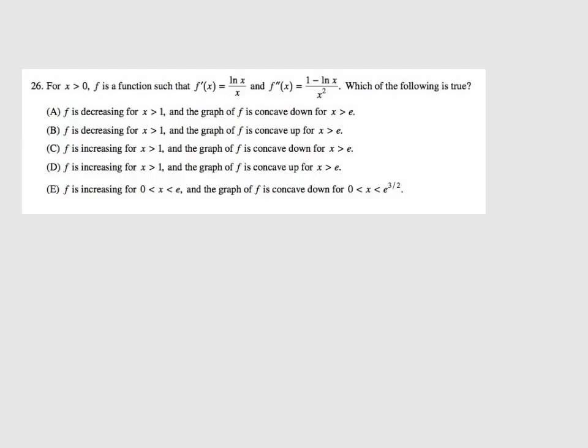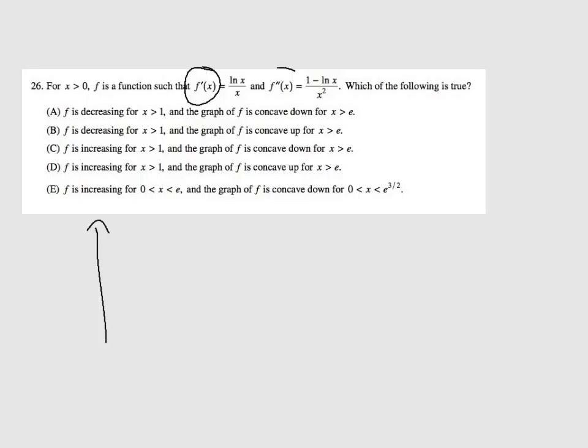Okay, we're back for problem 26. Looks a little intimidating when you look at it for the first time, but actually it's not that bad. They give us f prime, and they ask us a whole bunch of questions about increasing and decreasing. Well, you know something is increasing and decreasing based upon f prime.